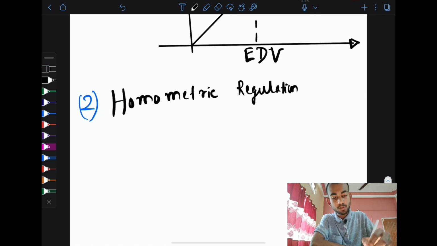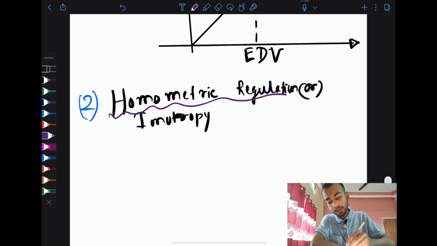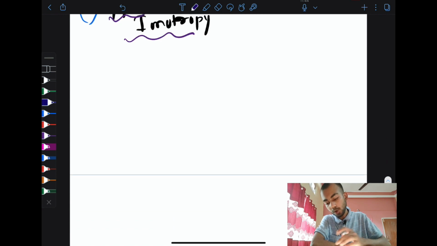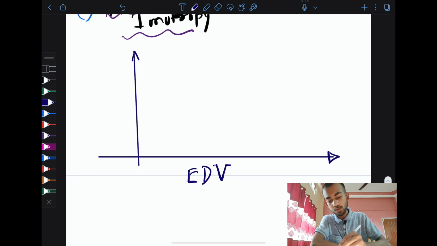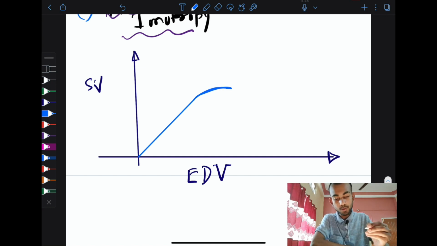Homometric regulation, also known as what? Ionotropy. Now for understanding this homometric regulation of ionotropy, we have to plot a graph between the stroke volume and the end diastolic volume. Let me put the end diastolic volume on the x-axis and the stroke volume along the y-axis, right? According to the Frank-Starling law, we saw that the graph between the end diastolic volume and the stroke volume looks like this.